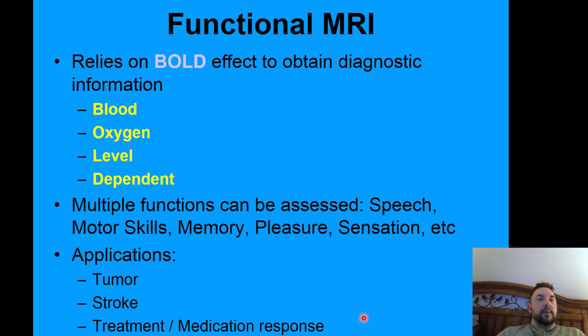So what is functional MRI? Speaking of the BOLD technique, the effect to obtain diagnostic information. So blood oxygen level dependent functional MRI is one of the biggest research entities in all of MR imaging. You can assess for multiple functions: speech, motor skills, memory, pleasure, sensation. What are the applications? Tumor, stroke, research.